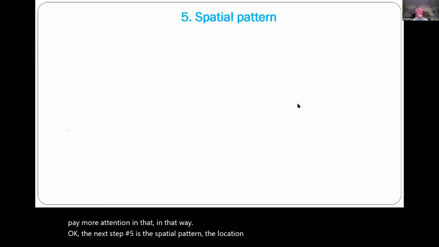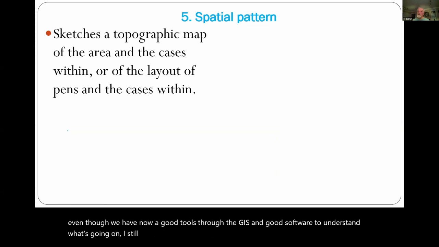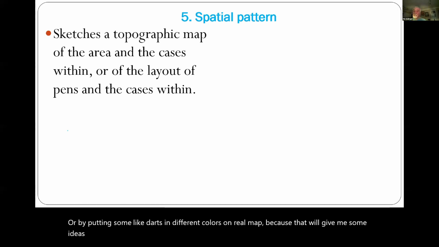And most of the time, I like to say, even though we now have good tools through the GIS and good software to understand what's going on, I still like to have a topographic map, even on paper, or by putting some dots in different colors on a real map, because that will give me some ideas about the spread. I'm not against the GIS, but it would not add more than if I could see it physically on a map.